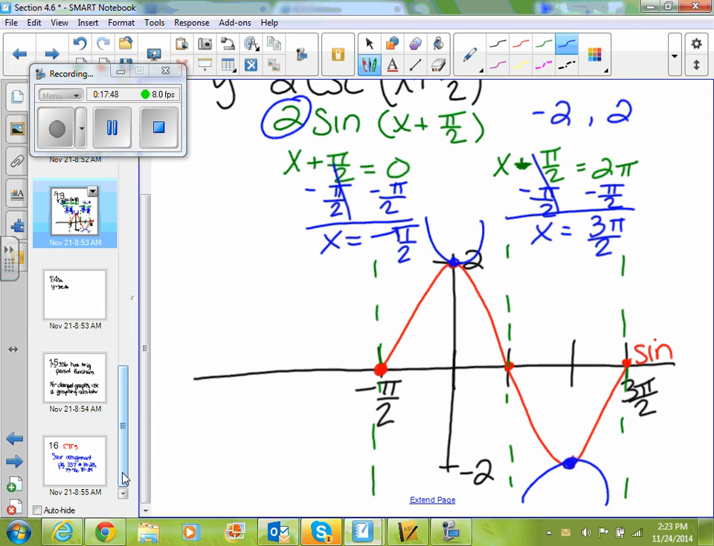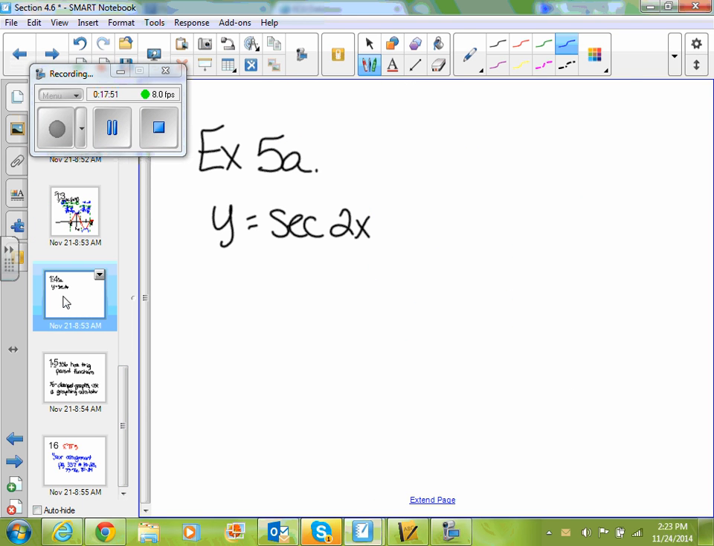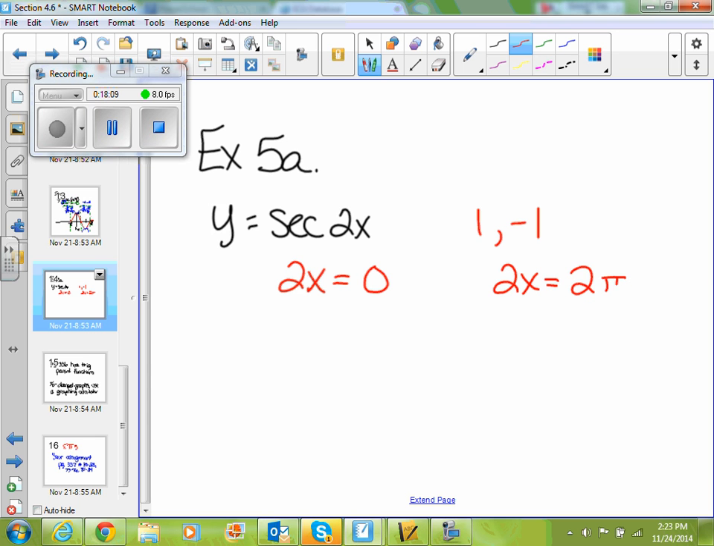Alright, let's do one secant graph, and then we'll call it good. So secant of 2x. Since I don't have a number in front of my secant, I know that my amplitude is going to go from -1 to 1. And then I know that I need to solve 2x equals 0 and 2x equals 2 pi to find my endpoints. 0 and 2 pi are always your endpoints for every graph except for tangent.